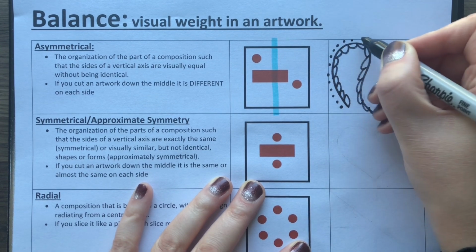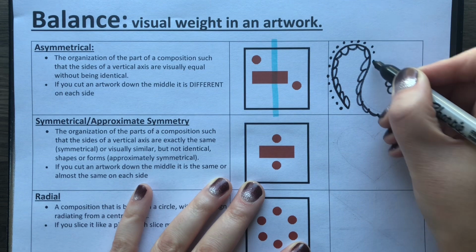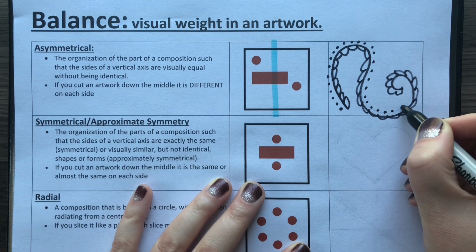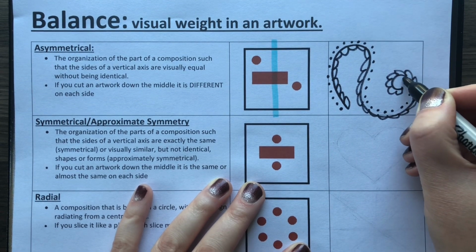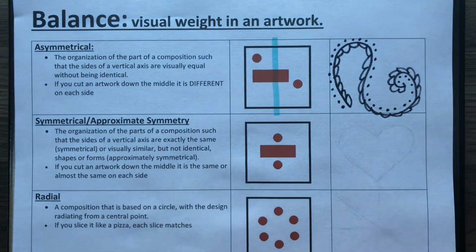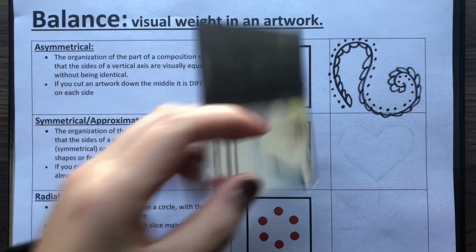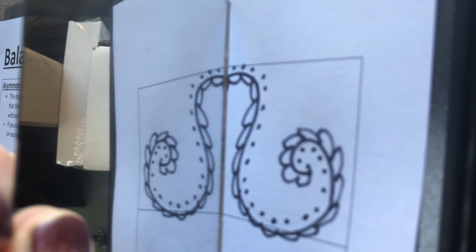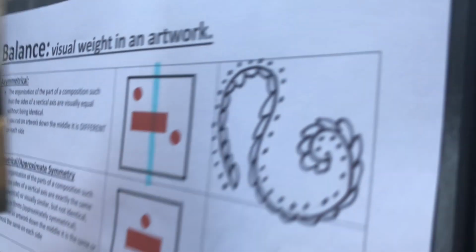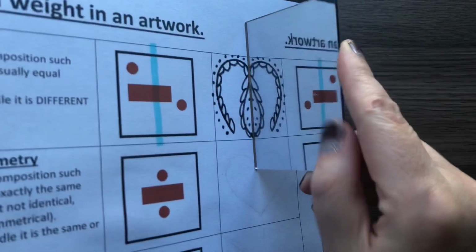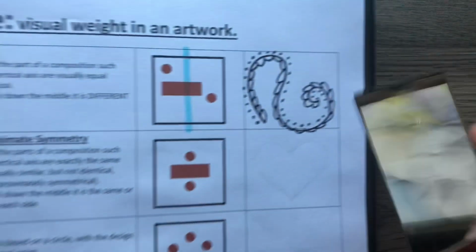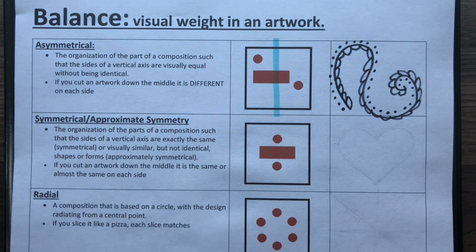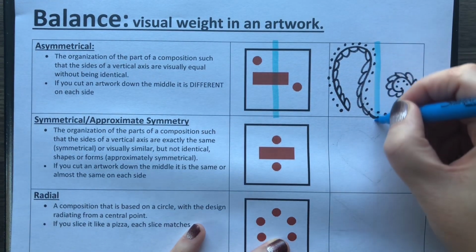Now, like I said, it can be whatever you want as long as it's different on both sides. Again, if you want to experiment and check that it's different on both sides, you can use that little mirror. If you don't have the mirror, it's okay, you don't have to. But if you do, you can see, if I put it that way, that would have been symmetrical, but it's not the same. And if I do it this way, it looks like that. So each time I did it, it looked different. It's asymmetrical. If I cut this down the middle, it's different on each side.